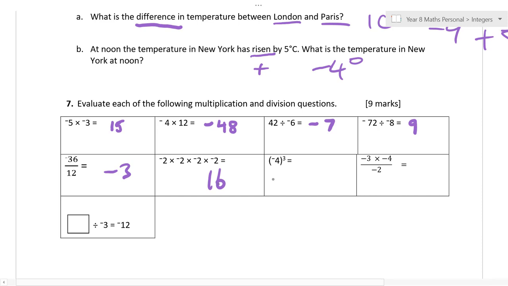Now, can you just write out what minus 4 cubed actually is? Because a lot of students might write minus 4 times 3, for example. Minus 4 times minus 4. So it's minus 4 multiplied by itself 3 times. Minus 4, minus 4, minus 4. Okay, good. And in this case, 4 times 4 is 16, and then 16 multiplied by negative 4 would be negative, so that's negative 64.